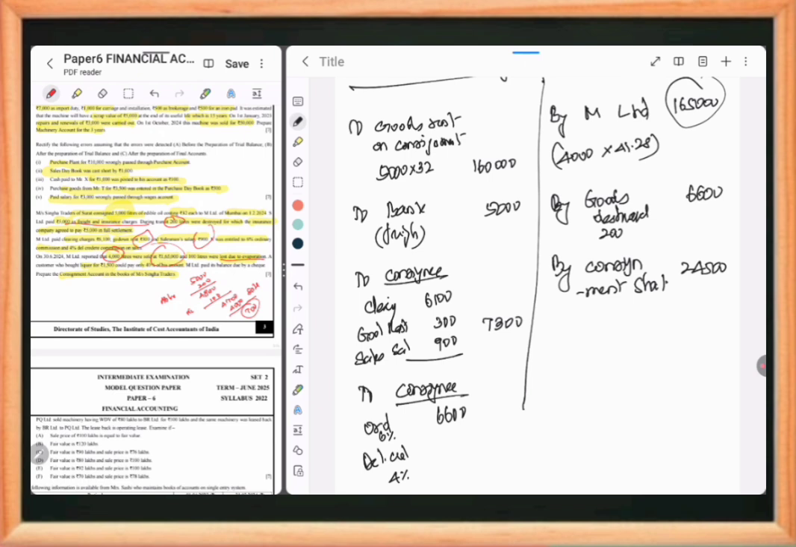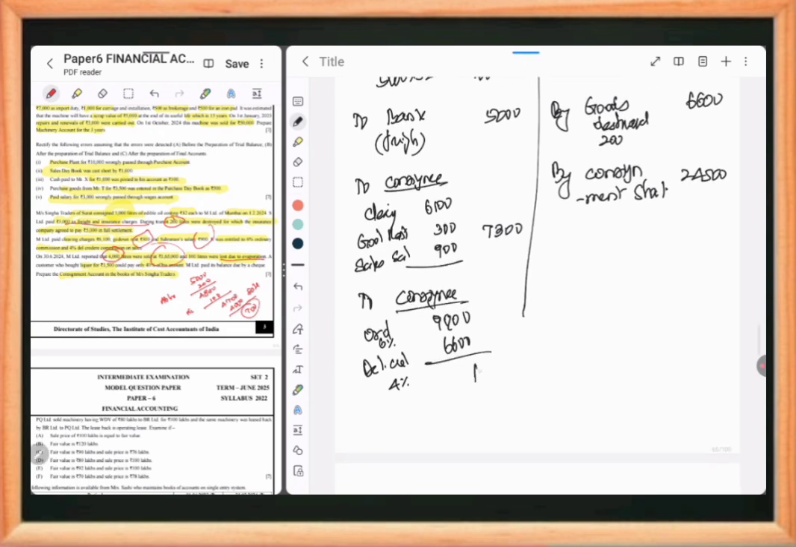And then del credere, 6%. Wait a minute. 1,65,000 into 6%, that is 9,900. That is the del credere commission, and ordinary commission is 4%, so 1,65,000 into 4% is 6,600. So the total is 6,600 plus 9,900, that is 16,500 rupees, pertaining to the consignee's commission.